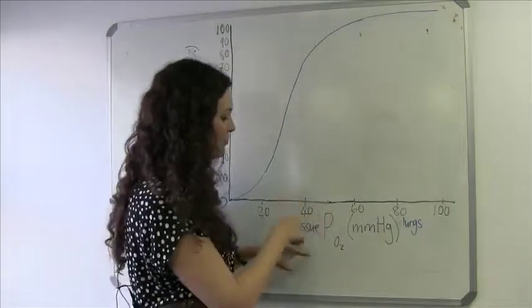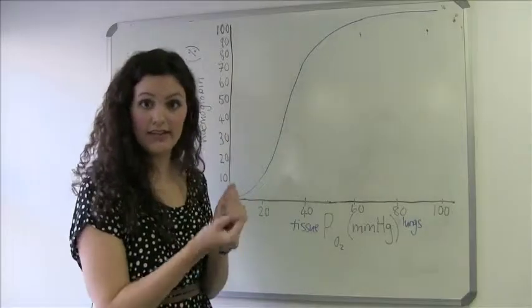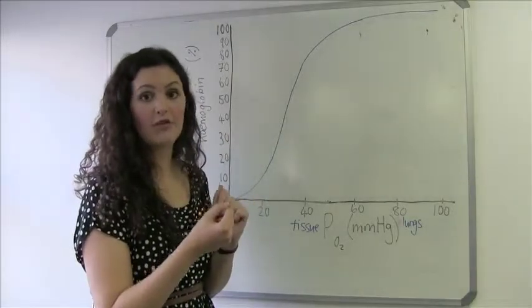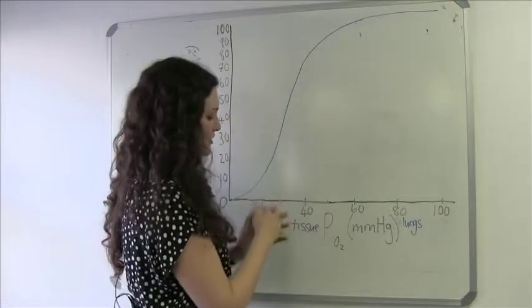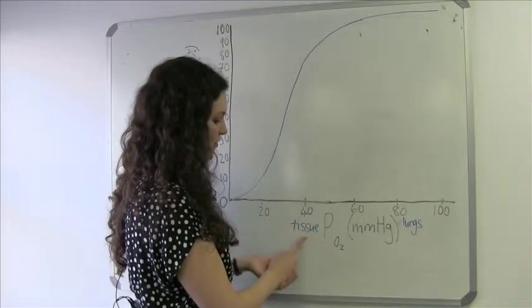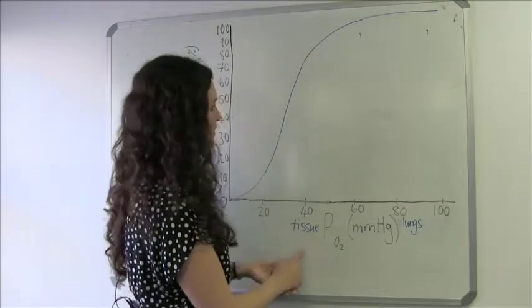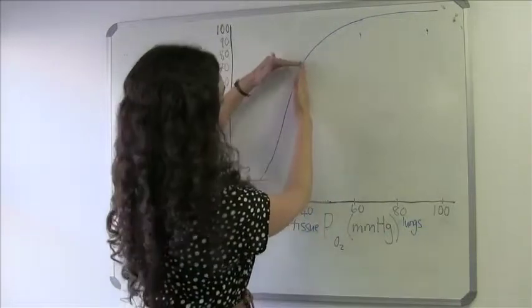So your tissues are using up oxygen, so there's less around. Because remember, they're doing cellular respiration, they're breaking apart food molecules using oxygen. That oxygen is now used up. So there's less oxygen around the tissues. So we've got a partial pressure of only 40 millimeters of mercury. And have a look, if we read up, we should hit about 70.